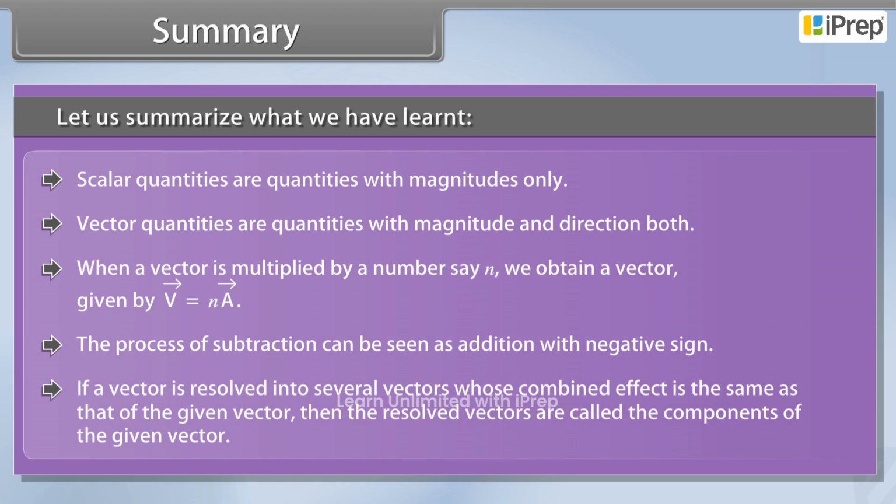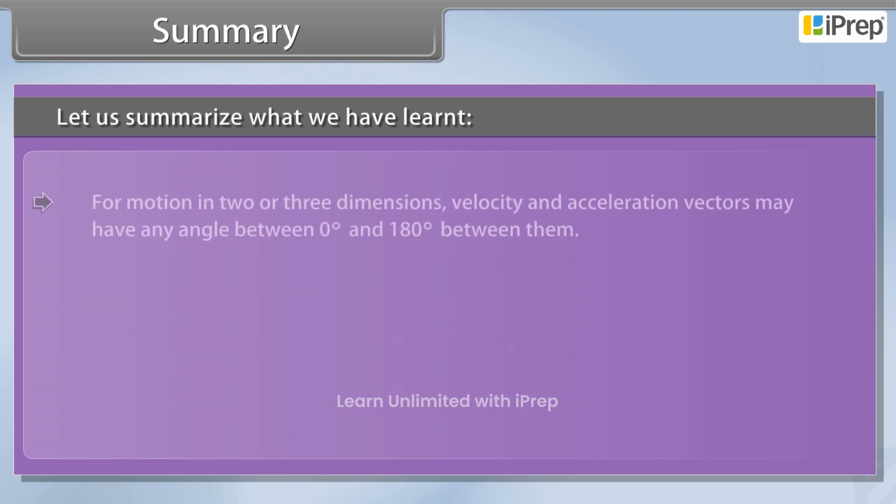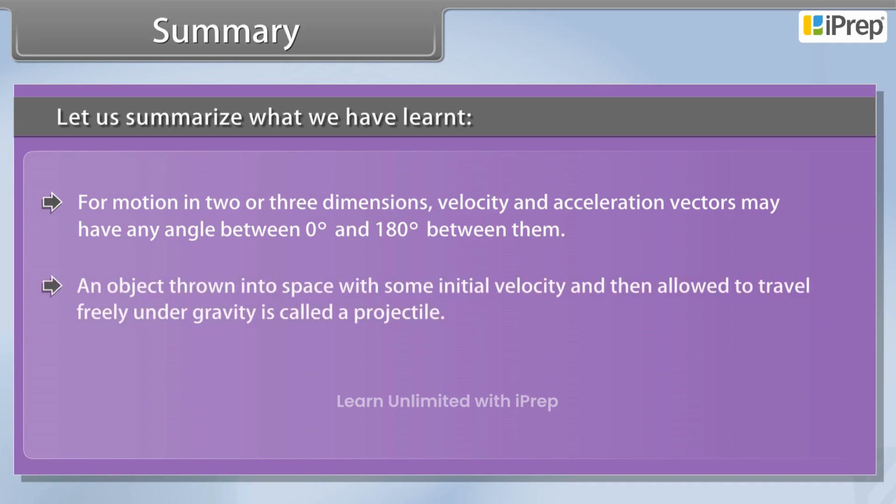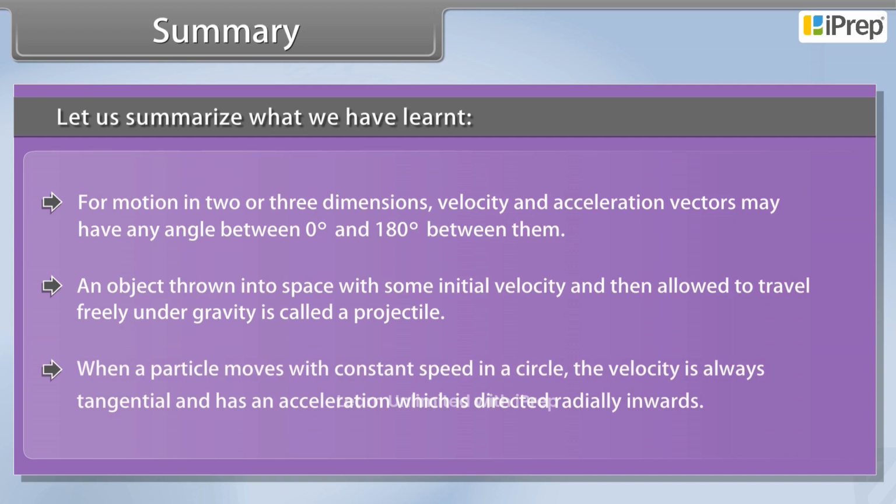If a vector is resolved into several vectors whose combined effect is the same as that of the given vector, then the resolved vectors are called the components of the given vector. For motion in 2 or 3 dimensions, velocity and acceleration vectors may have an angle between 0 degree and 180 degree between them. An object thrown into space with some initial velocity and then allowed to travel freely under gravity is called a projectile. When a particle moves with constant speed in a circle, the velocity is always tangential and has an acceleration which is directed radially inwards.